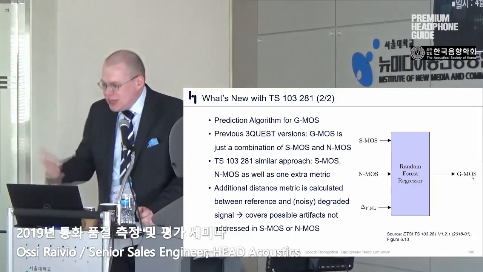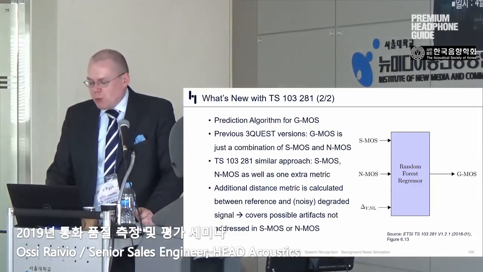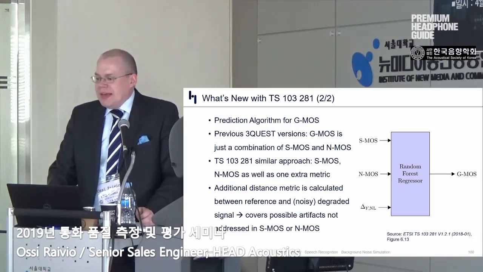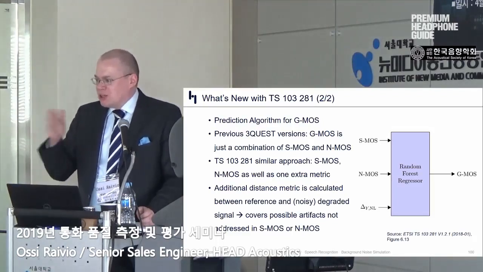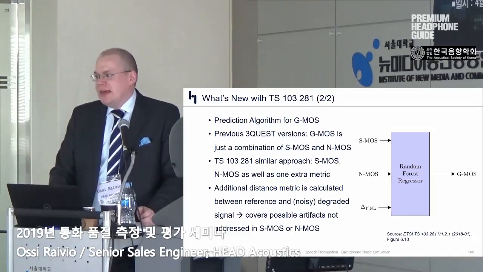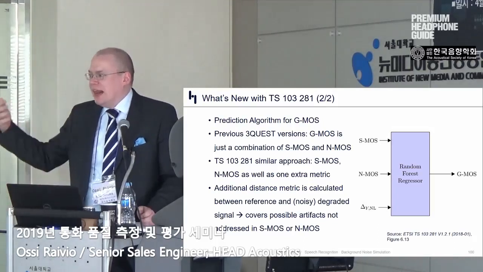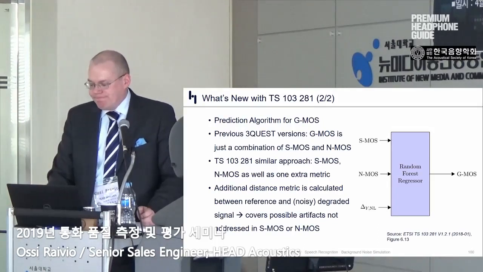So the G-MOS that you get from the 3QUEST super wideband full band is capable of handling a much wider variety of devices than what the 3QUEST narrow band wide band can do. So you get more reliable results. There are fewer outliers happening.